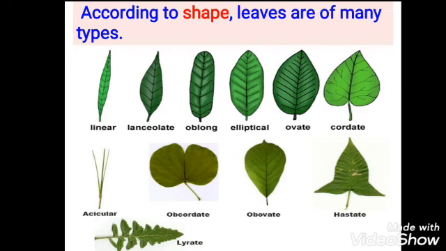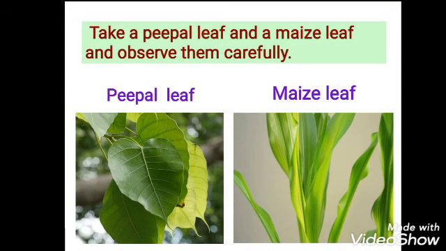Now, according to shape, leaves are of many types. For example, leaves are rounded, palmate, lanceolate, linear, etc. Students, now try this activity. Take a peepal leaf and a maize leaf and observe them carefully.